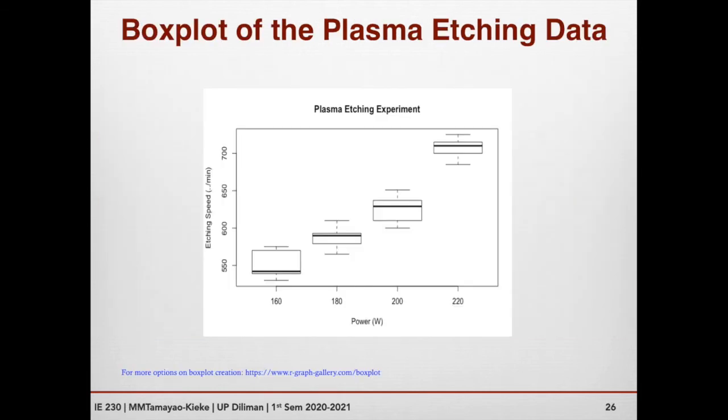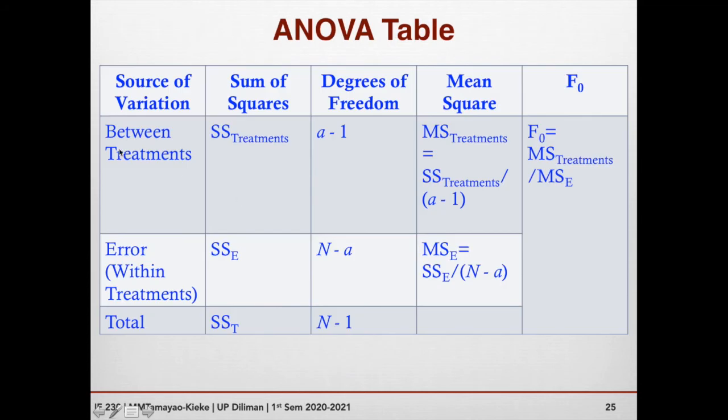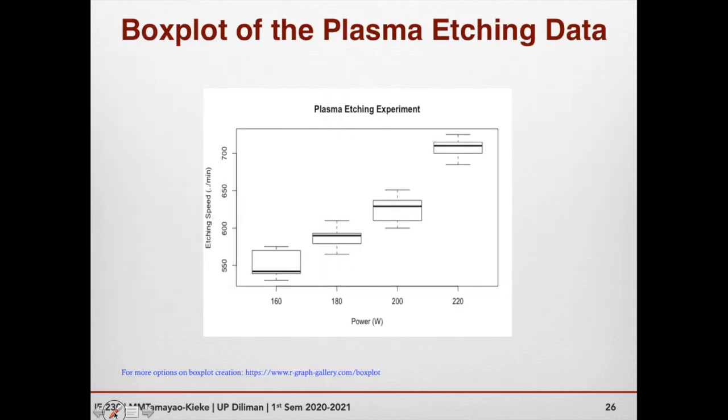So now let's go back to our plasma etching data and look at the box plot and see where these things come from. So between treatments is the variation here, here, here. So basically for each, that's within treatment, okay. Between treatment would be between these individual treatments here, okay. And then your total would be all over here, okay. So for all your data, basically. All right.